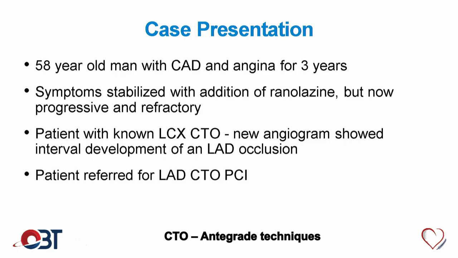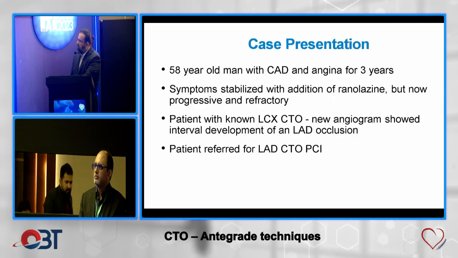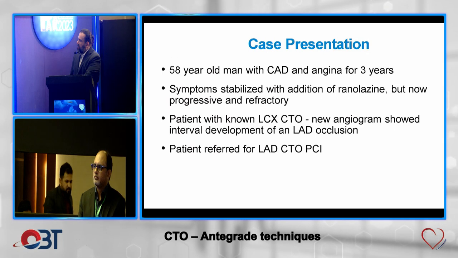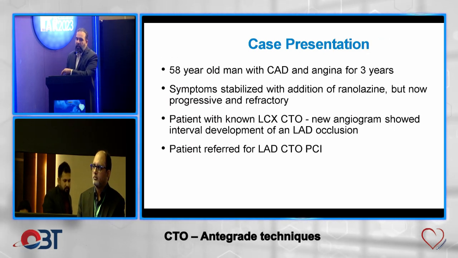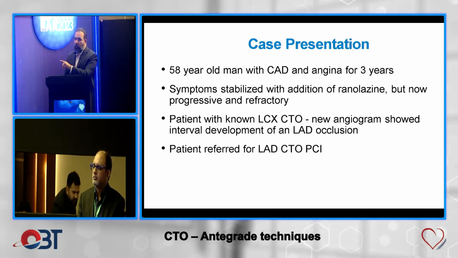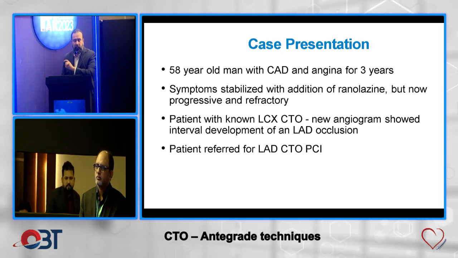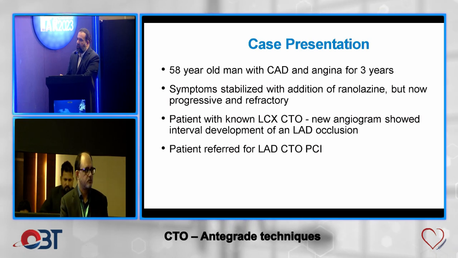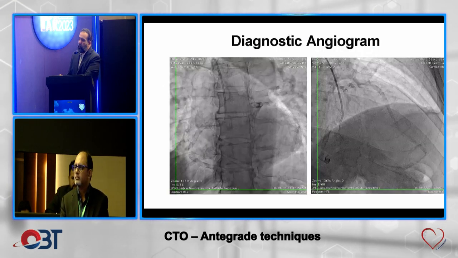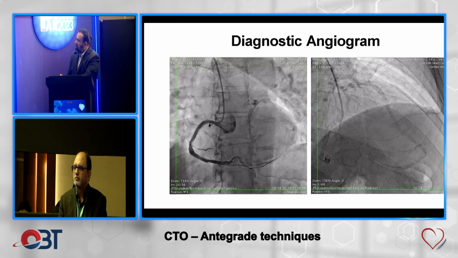So they sent him for a PET scan, and the PET scan showed there was ischemia. They had sent him for the LAD CTO, but when I looked at the angiogram, the LAD CTO was very distal and his symptoms were quite prominent. So we sent him for a PET scan, and the symptoms were mostly in the posterolateral area. So this is his angiogram.